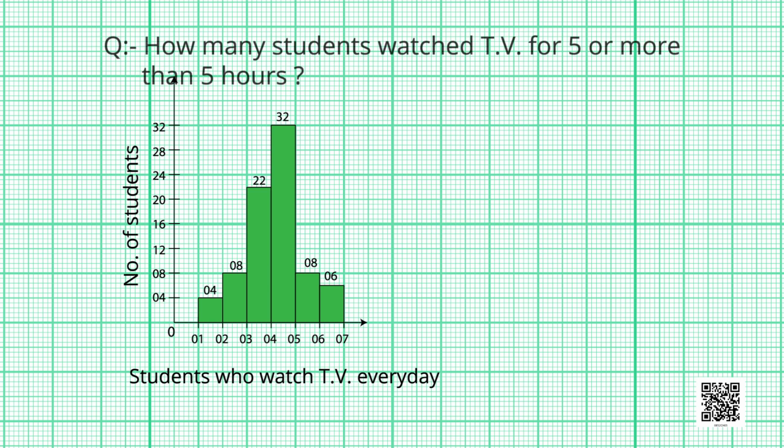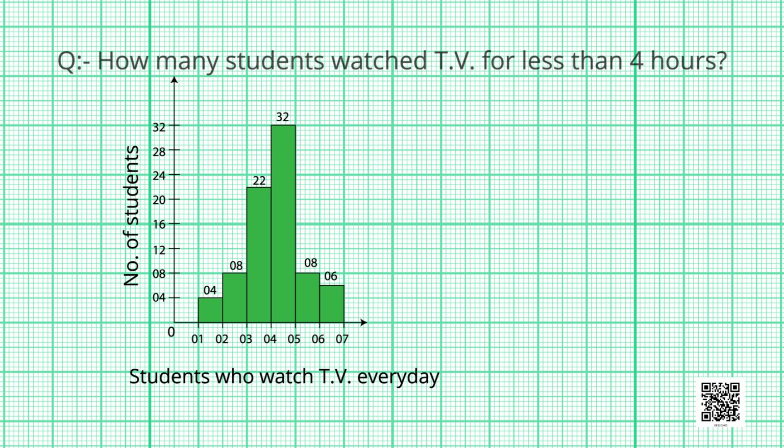Children, how many students watched TV for 5 or more than 5 hours? More than 5 hours means it can be 6, 6.5 or anything closer to 7. So the number of students will be 8 plus 6 is equal to 14. How many students watch TV for less than 4 hours? Children, think about it and try it yourself.